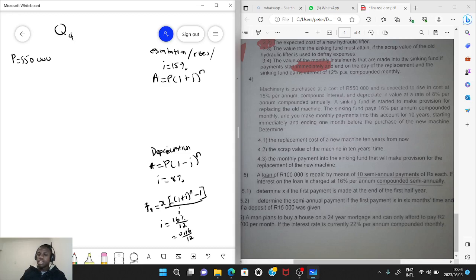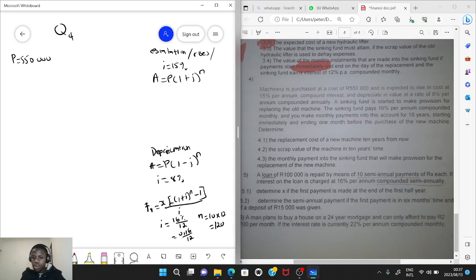The sinking fund pays 16% per annum compounded monthly, and you make provision payments into this account for 10 years. Because of this compounded monthly, I multiply by 12. So what is 10 times 12? It has to be 240. No, 10 times 12 is 120, right?